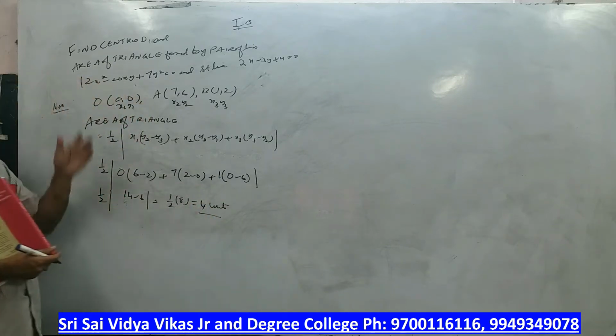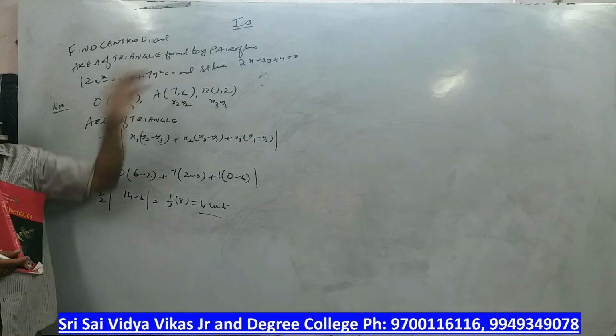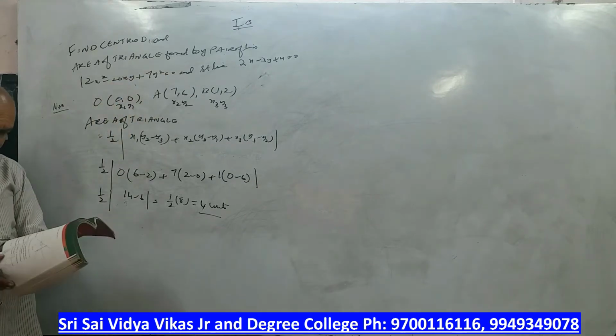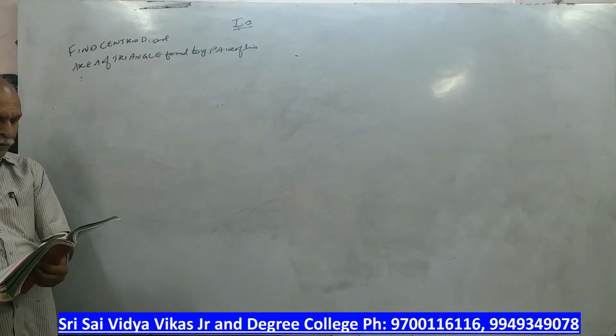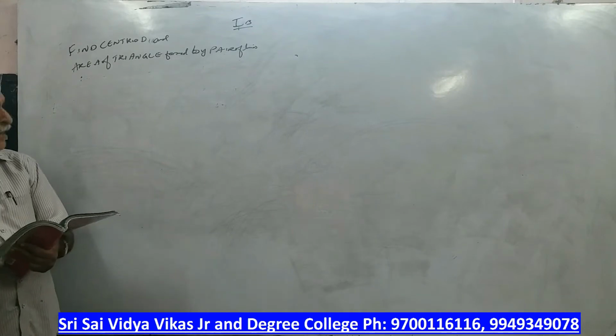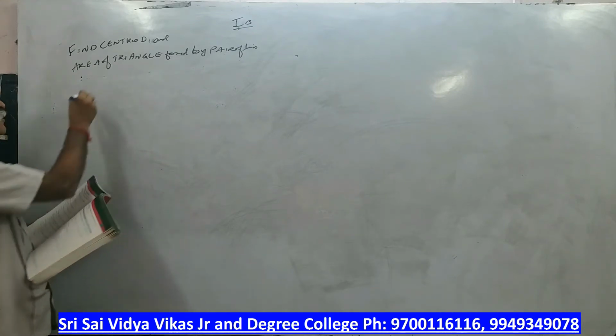So the important thing here is we have to solve these two equations. Okay, please note down. We'll do one more problem. Find the centroid and the area of the triangle given by the pair of lines.